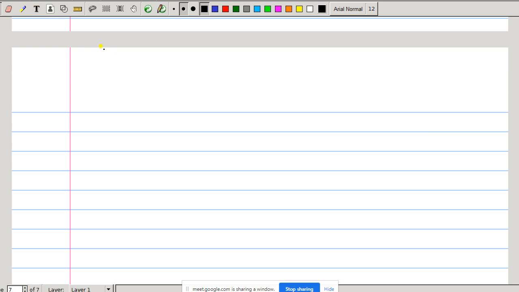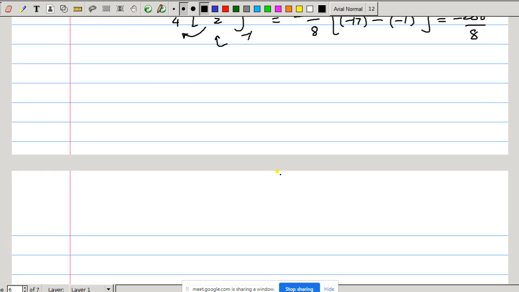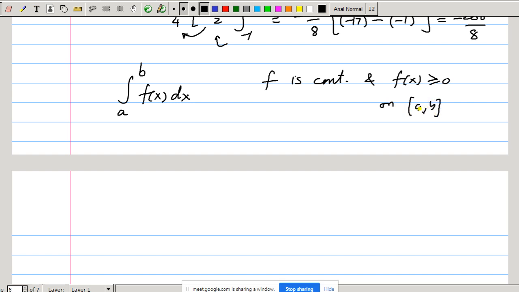6.1, 6.4. One thing which I mentioned, that this integral from a to b of f(x) dx, if f(x) is continuous and positive, if f is continuous and f is greater than or equal to 0 on your interval [a, b], if this is the case, then this gives you the area under the curve.